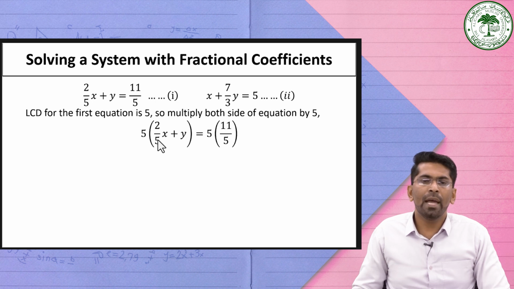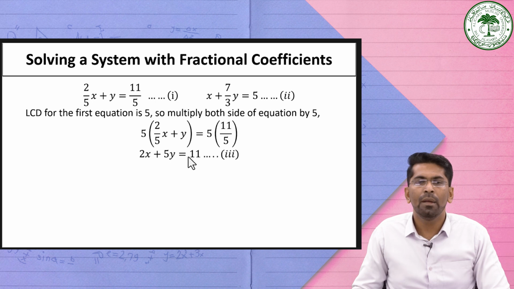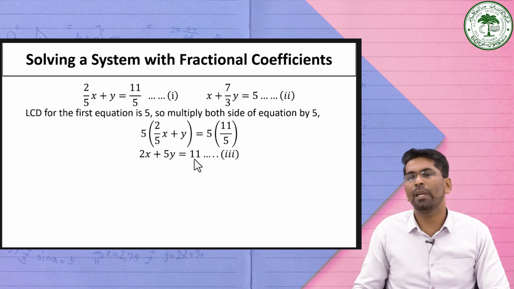Here the 5 and 5 will be cancelled out. So we have 2x, then 5 into y, that is 5y, which is equal to, here the 5 and 5 will be cancelled out. So what is remaining here? It is 11. We denote this as equation number 3. So now we have an equation without any fractional coefficient: 2x plus 5y is equal to 11.